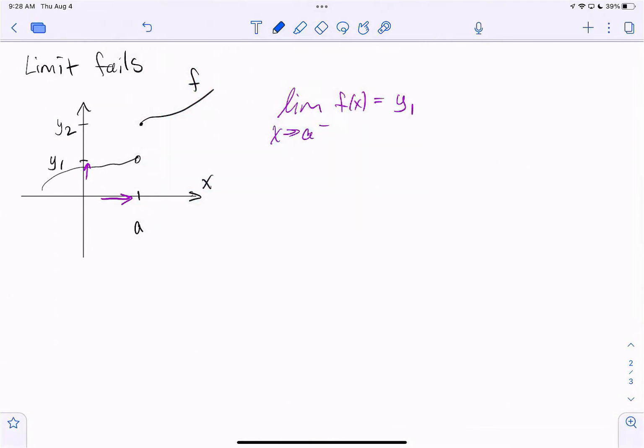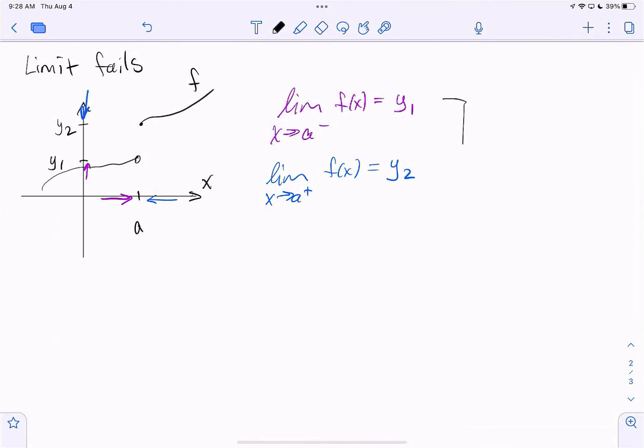And then I can approach a from the positive side, right? So we can consider the limit as x approaches a from the positive side of f of x. And the idea here is if I'm approaching a from the positive side, from numbers bigger than a, then I'm kind of creeping along the function here. And as I creep along the function here, I'm coming down the y-axis, right? So I'm going to eventually hit y2. So the limit as x approaches a from the positive side of f of x is equal to y2.